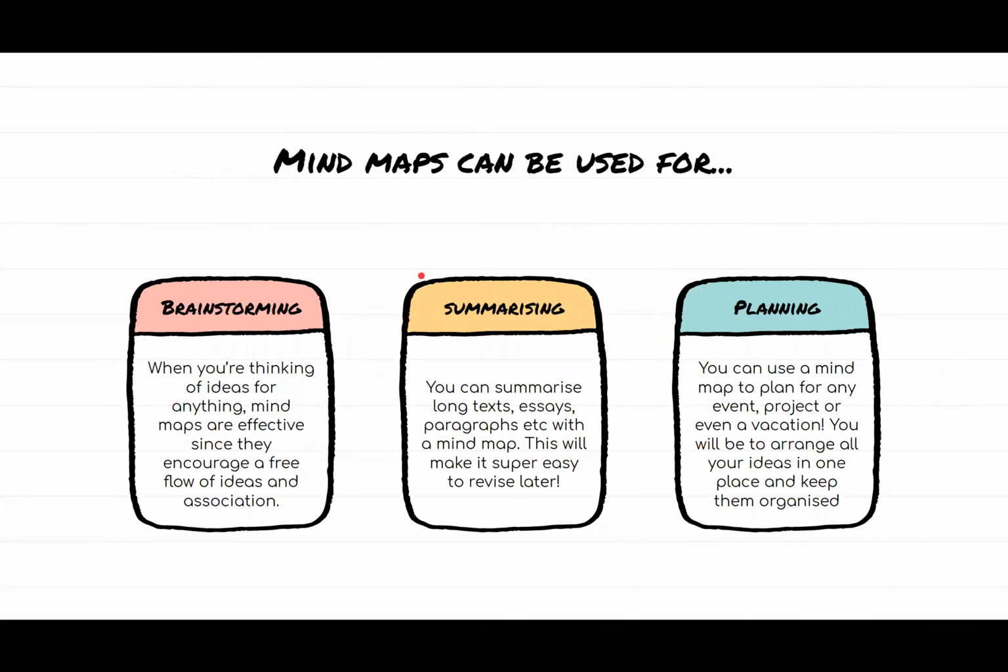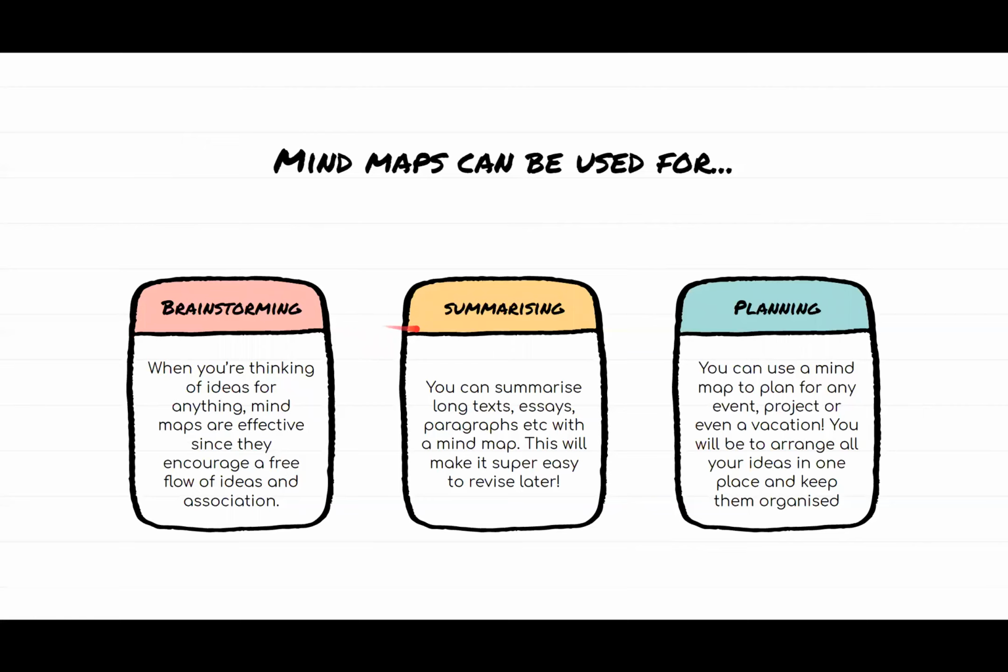Now let's see what we can use mind maps for. So the first thing is brainstorming. Whenever you're thinking of ideas for anything, mind maps are an increasingly effective way since they encourage a free flow of ideas and also encourage you to create associations between them. So they're not just random ideas that occur to you, but they have a structure to them.